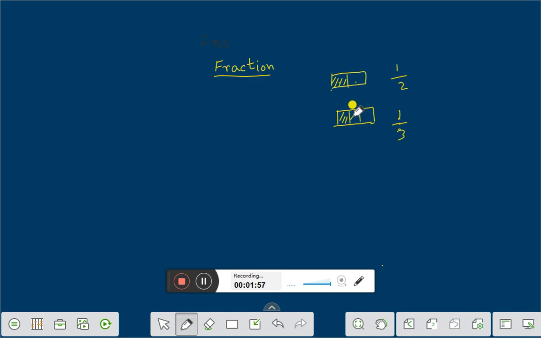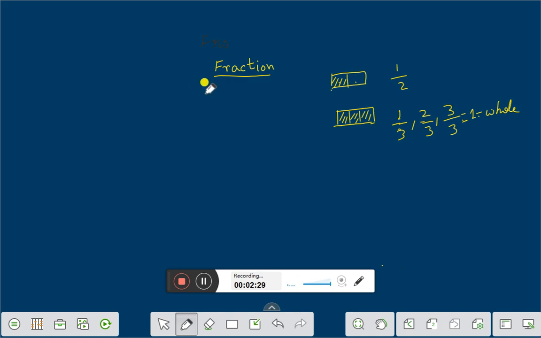If we take two parts, then it will be 2 by 3. If we take all three parts, then it is 3 by 3. That means the whole is equal to one, 1. That is whole. In this way, we can define fraction.